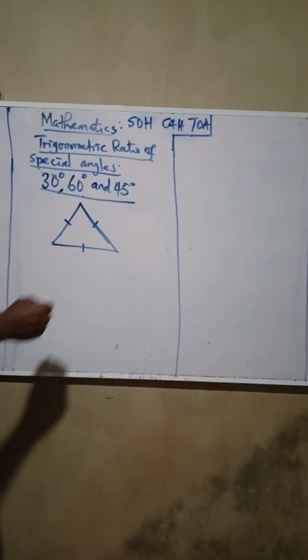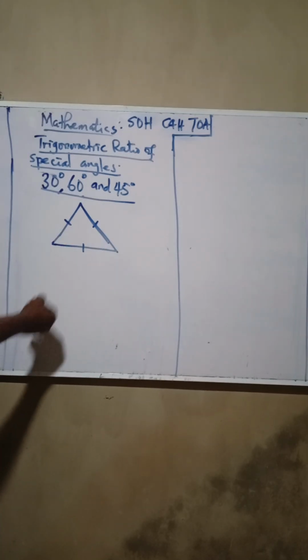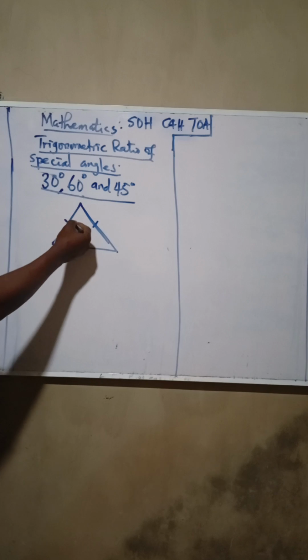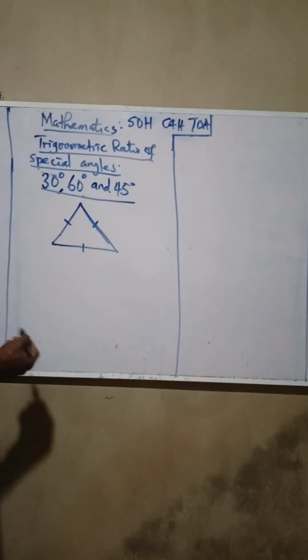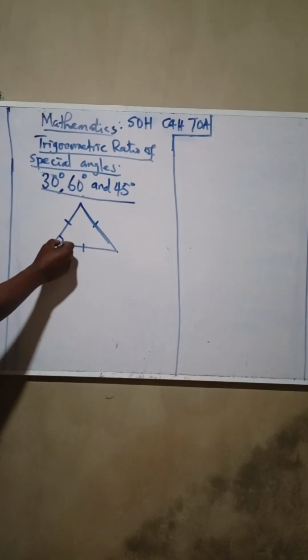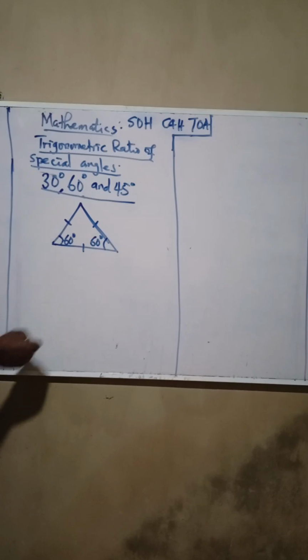The sum of angles in a triangle is 180 degrees. So we are going to divide 180 by 3. When we do that, each angle of an equilateral triangle is 60 degrees. Take note of that. Each angle of an equilateral triangle is 60 degrees. This place is also 60 degrees.